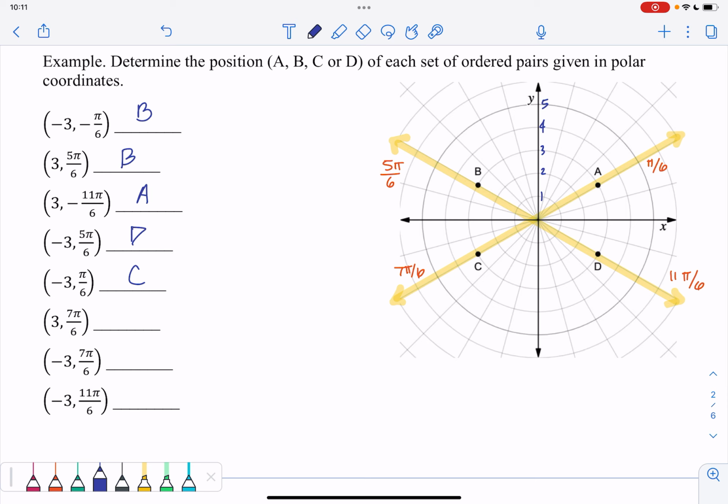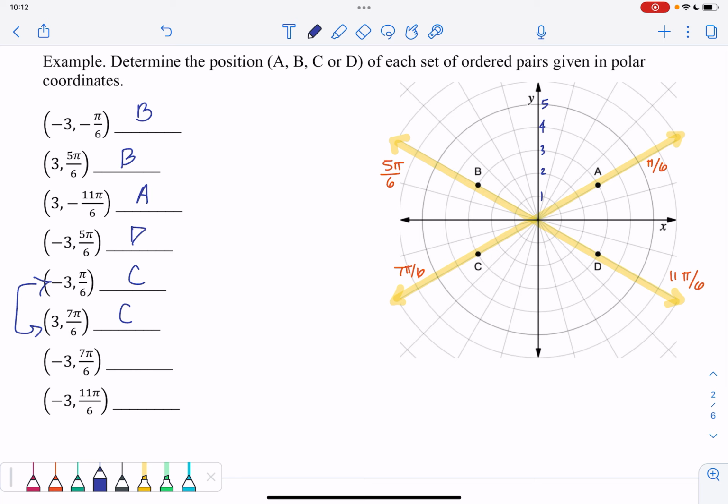Next point is 3, 7 pi over 6. Go to that 7 pi over 6 angle, and it says just walk out 3 regular units. So when you go to 7 pi over 6, you stay on it, and that lands us at C. So we have another case where we have the same point even though the coordinates are different.